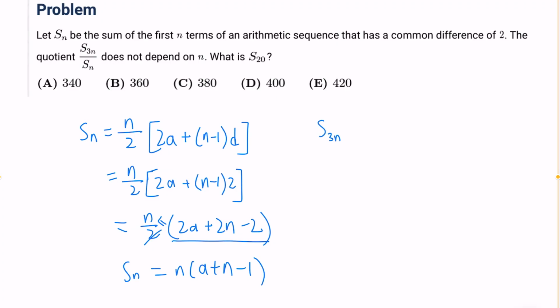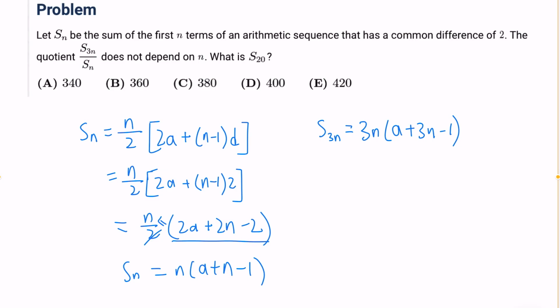Well, what is S3n? We can simply just plug that in to get 3n times (a plus 3n minus 1). And the most important part here is that we are told that the quotient does not depend on n. So what that means is that you can plug in any number, 1, 2, 3, or 5, it doesn't matter, it's not going to affect what the quotient of S3n over Sn equals. So from there we know that the quotient must be a constant.